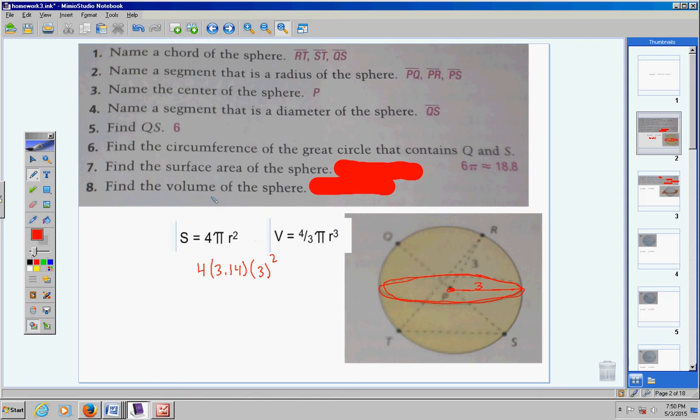Let me take my good old calculator here, held together by tape, and let's see, we have here 4 times 3.14 times 9, 113.04. Now that's going to be the surface area of the sphere.